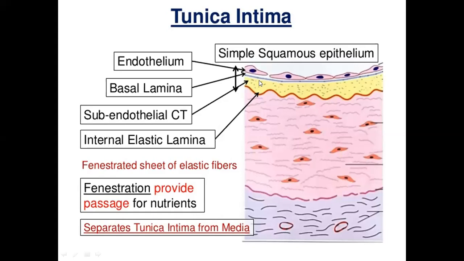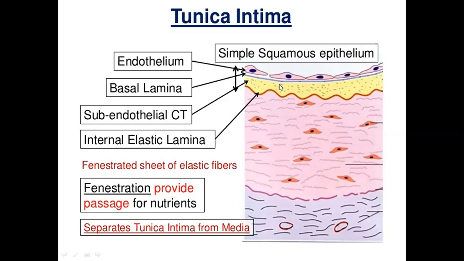Below the basement membrane, there is some subendothelial connective tissue, and then there is a very conspicuous band of elastic fiber which is fenestrated. Fenestrated means it has openings, but the openings are evident more on the other side, which is external elastic lamina. This band is indicating the border area between the first layer and the middle layer. This is the internal elastic lamina. It is a fenestrated sheet. Fenestration means openings. So there are a lot of openings in this sheet of elastic fibers.